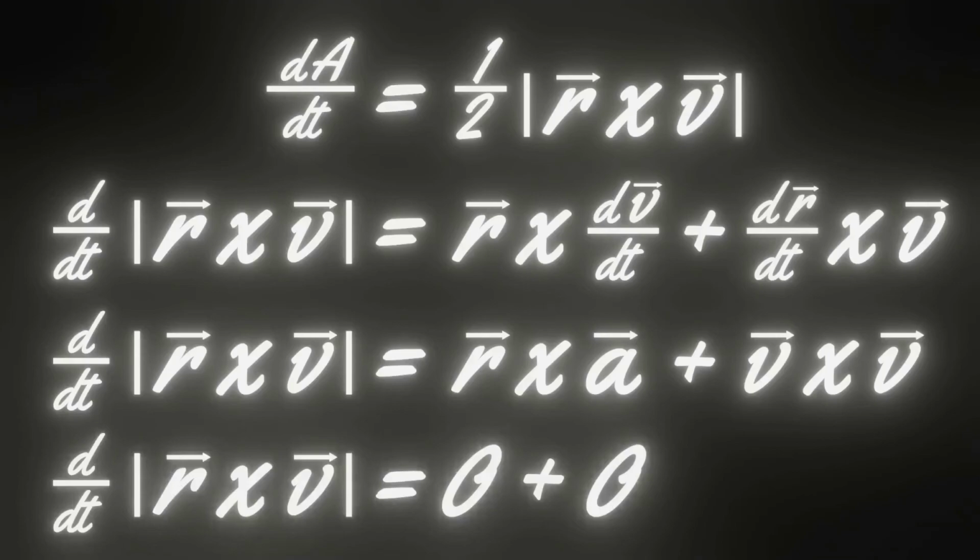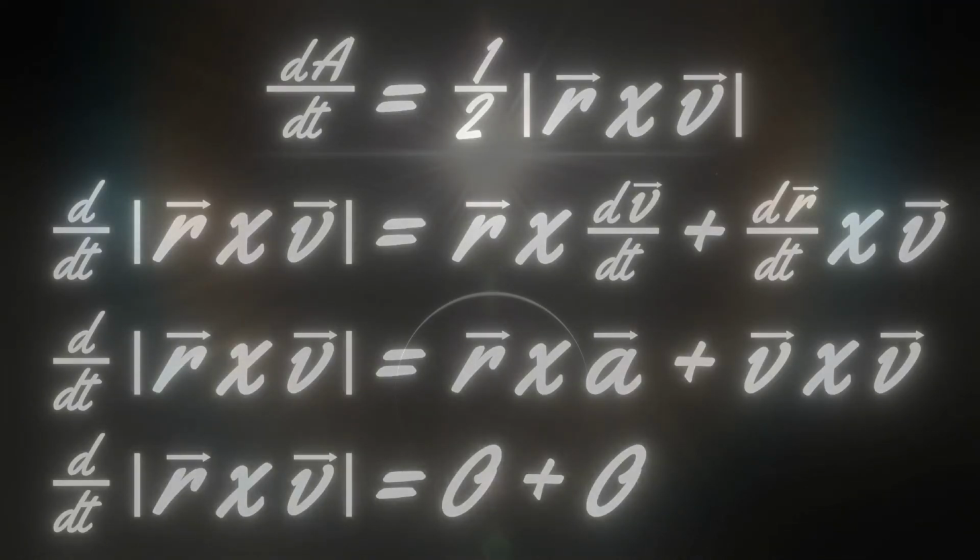As stated before, this means that r cross v is constant, and by extension, so is the areal velocity. With this, we have proven Kepler's second law.